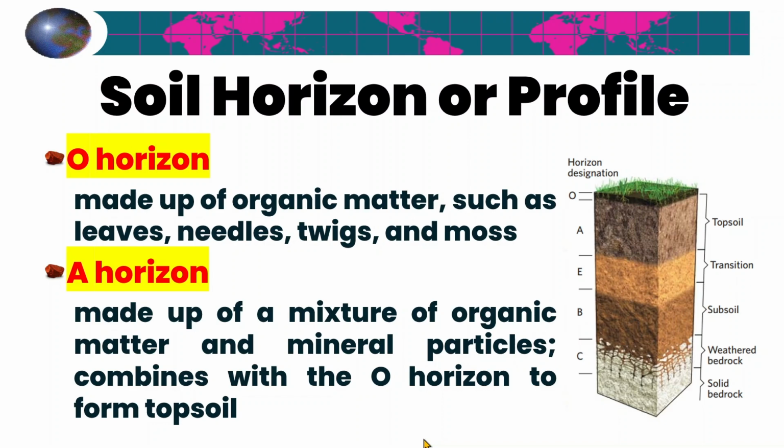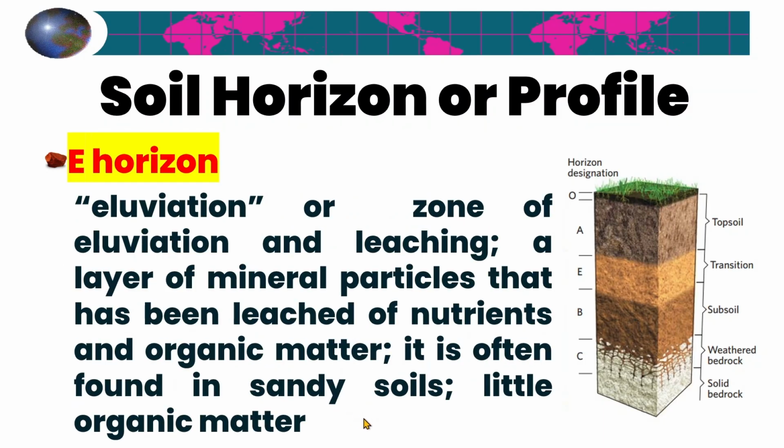Below that is the A horizon. The A horizon is the topsoil. It's made up of a mixture of organic matter and mineral particles. The A horizon is where most of the plant roots grow, and it's the most productive layer. Farmers depend on it since it is rich in nutrients and organic matter.